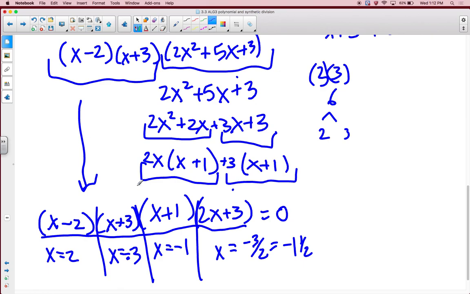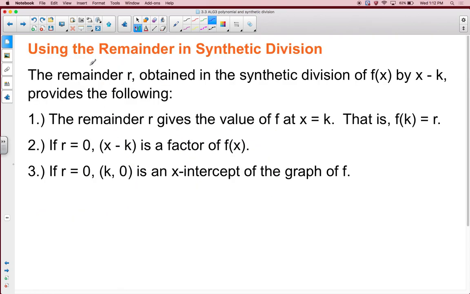Okay? So finally, here's what we know using the remainder in synthetic division. If the remainder r is equal to 0, then it is a factor. If the remainder is equal to 0, then you have k, comma 0 is an x-intercept.